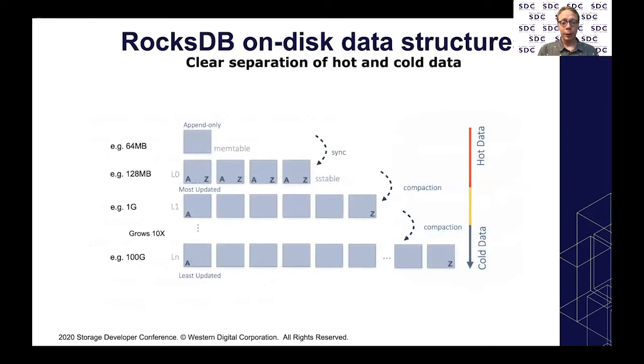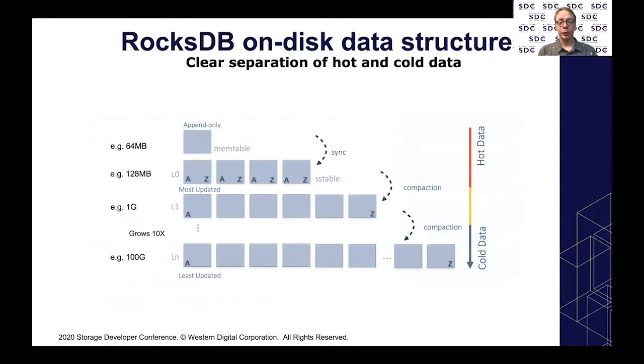But first, let's look at the data structures. The way RocksDB works is when it writes a key value pair, it first writes it to a write-ahead log to store it temporarily. And these write-ahead log files are very short-lived, very hot data.